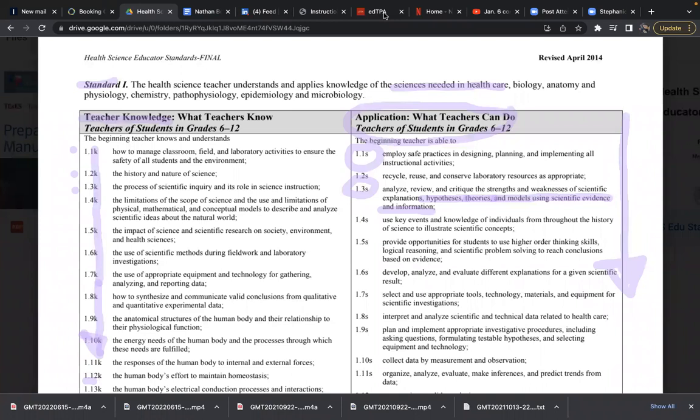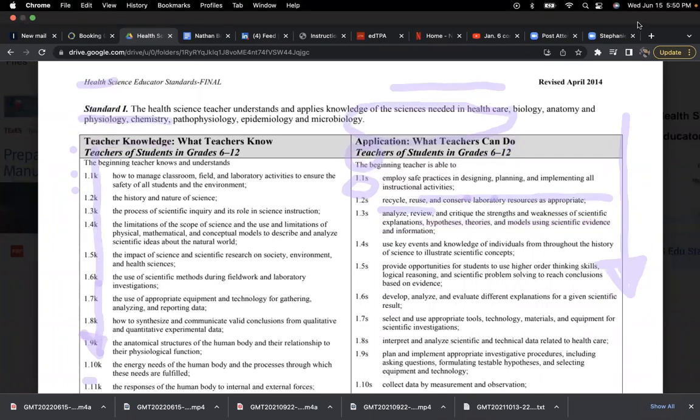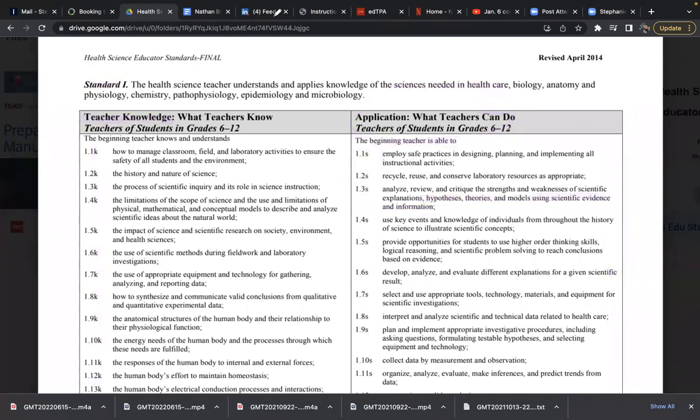So your content area and standard one is going to be a progression of all that is science. I'm going to erase this so I can show you that it's going to be a progression. In the beginning, it starts very basic. It's super basic, like safety first, then history and nature, the scientific process, some limitations that we might have, the impacts that science has. It's science on a very broad scope, a very large frame.